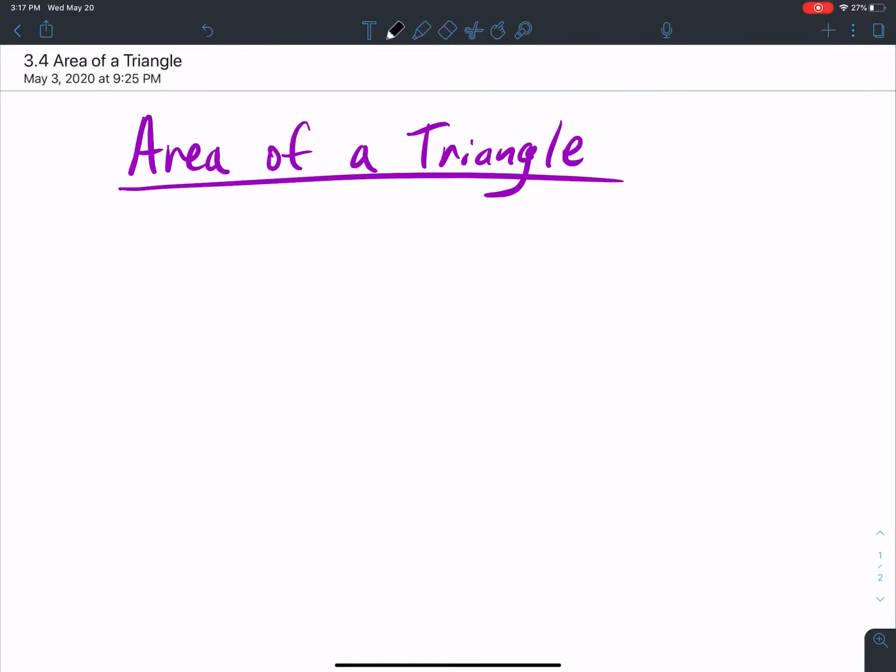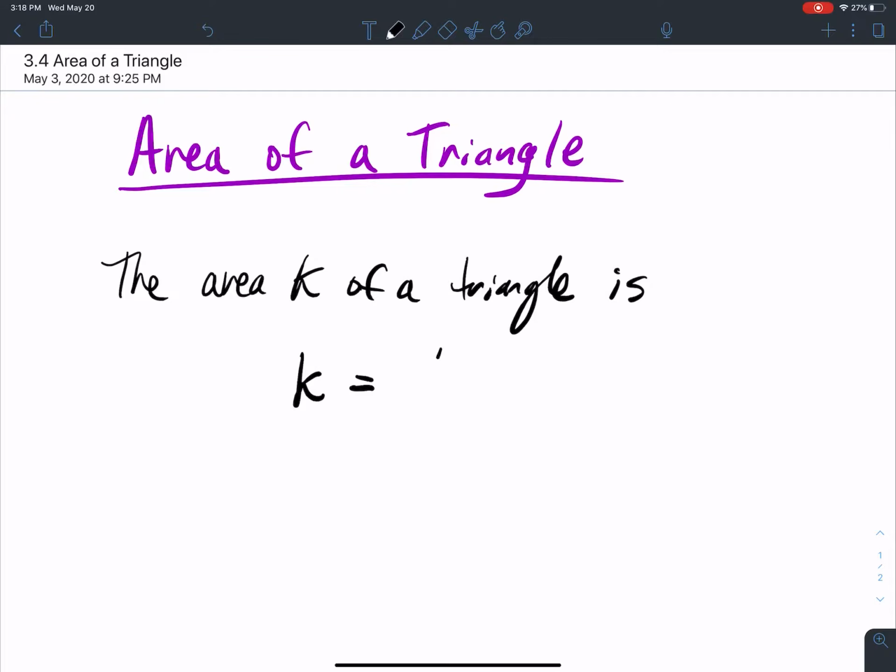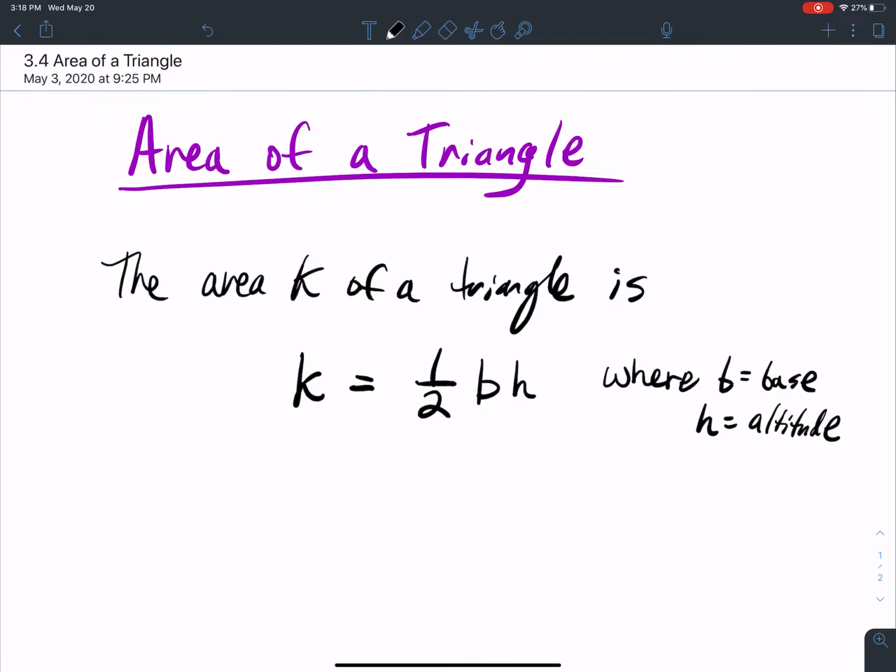So in this video, we're going to talk about the area of a triangle. You guys know how to find the area of a triangle, but the area K of a triangle is K equal to 1/2 the base times the height, where B is the base and H is the altitude drawn to the base.